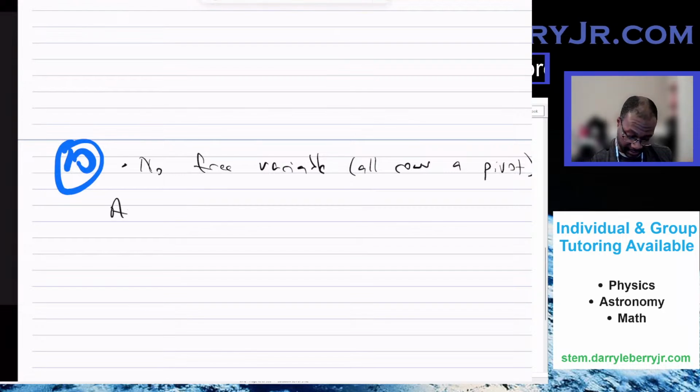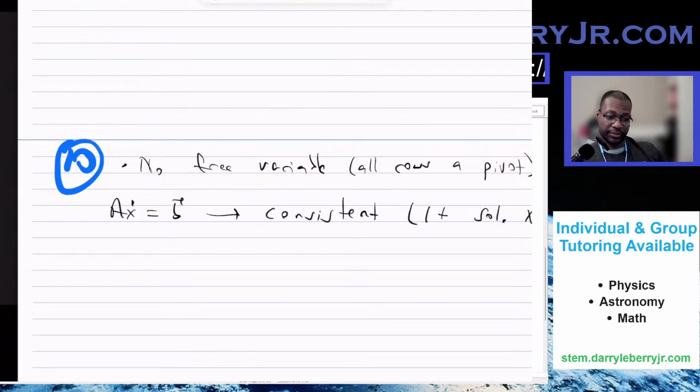AX equals B is consistent. So if it's consistent, that means it has one plus solutions for X. If it's consistent, it has one or more solutions. If it's inconsistent, it has zero solutions.